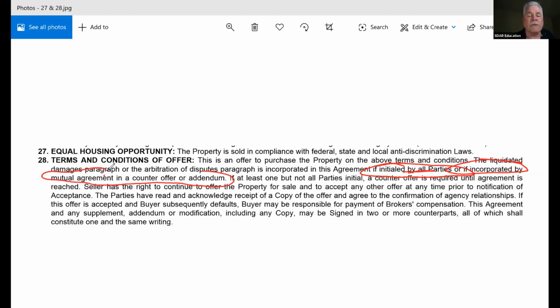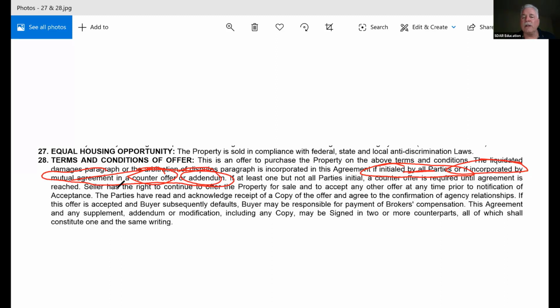in a counteroffer or addendum. So the buyer misses it. Whenever the buyer skips initialing 21 and 22, I call the buyer and say, did you intend to skip it? And they say, oh no, once I went past it, it wouldn't let me go back. Okay, so you did want to initial those paragraphs? Yeah. Well then we need to fix that. But the seller can also fix it. So how does the seller fix it? The seller fixes it in a counteroffer or in an addendum.